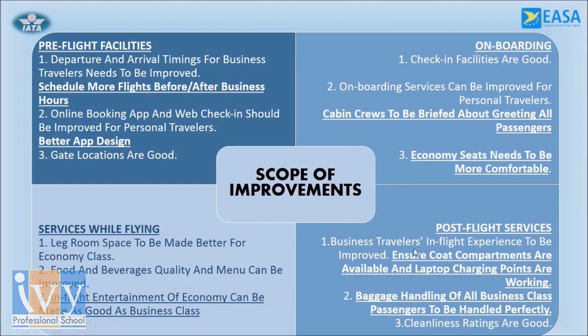Coming to the business travelers, the in-flight experience can be improved. We can give them different facilities, like taking their coats and keeping them in a separate compartment. That is quite common in European countries. Laptop charging points are in demand, so it can be made sure that they are there on the seats, that the seats are compatible with them, and that they are working, so passengers can work while they are flying.